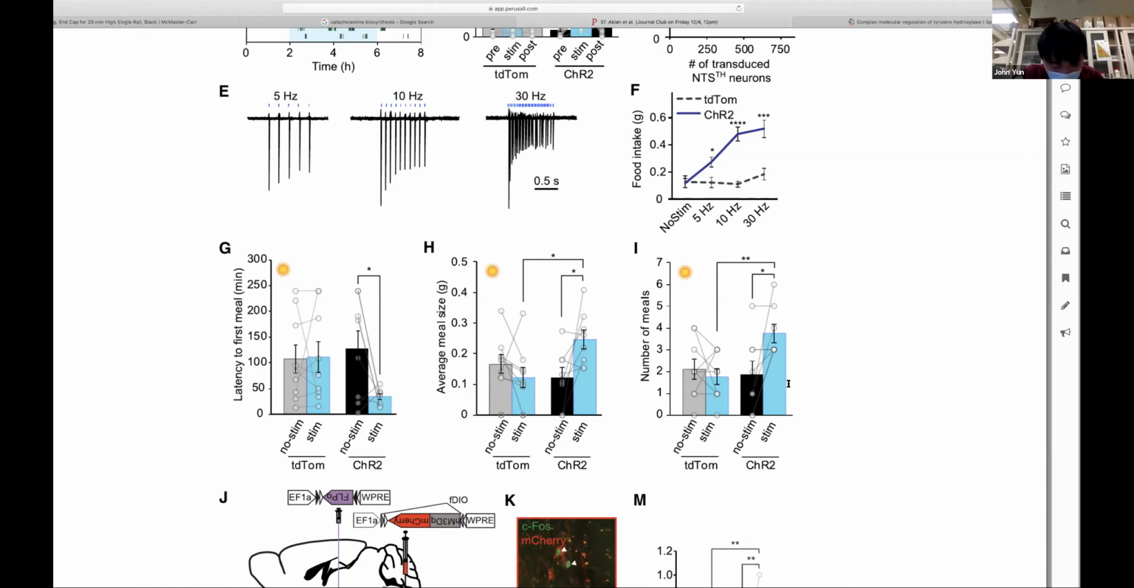Says that E is a representative trace of loose seal recording with light pulses. How is this done? So the question is, what is loose seal recording? Because they did it again somewhere, and I was so confused.